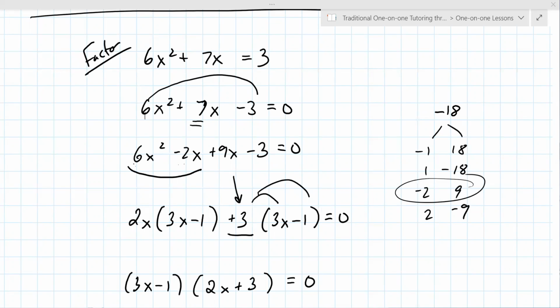Okay, so let me find another one like this. Sorry, I don't have these just off the top of my head. I have to actually look up some.